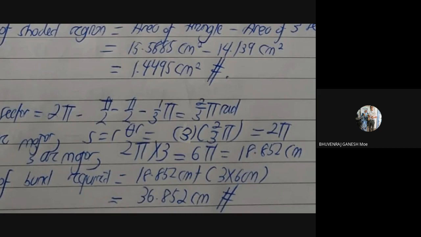And then you plus the 6 cm. Just now I drew rectangles, right? Each rectangle has length 6. 3 rectangles, 18. Okay, so that's why your final answer is 36.852 or anything. Yeah, we still get the mark.